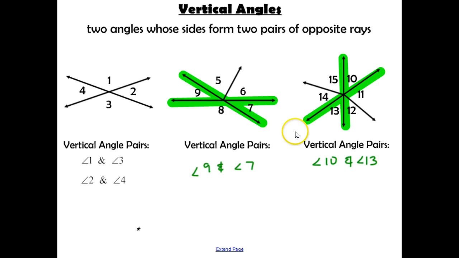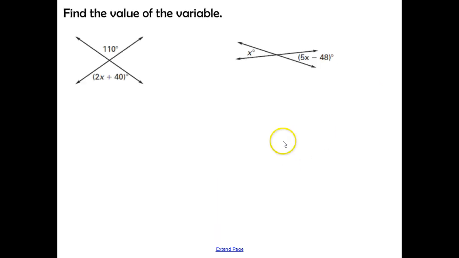to make sure you're finding opposite rays. Now, the other thing you need to remember is that vertical angles are always congruent. Remember, congruent means that the measures are the same. So if we look at these vertical angle pairs, angle 1 and angle 3, those actually have the same measure. So do 2 and 4, 9 and 7, and 10 and 13. Now, taking what we know about vertical angles, we want to find the value of the variable.